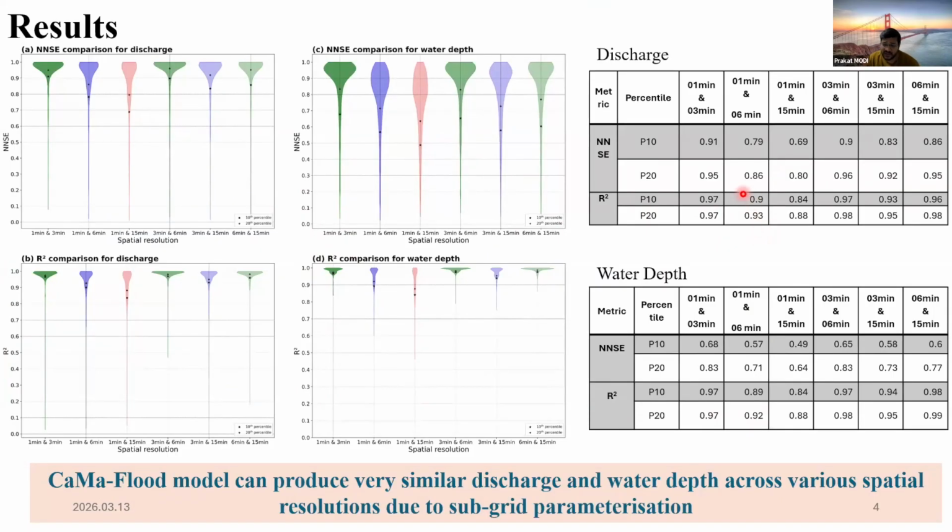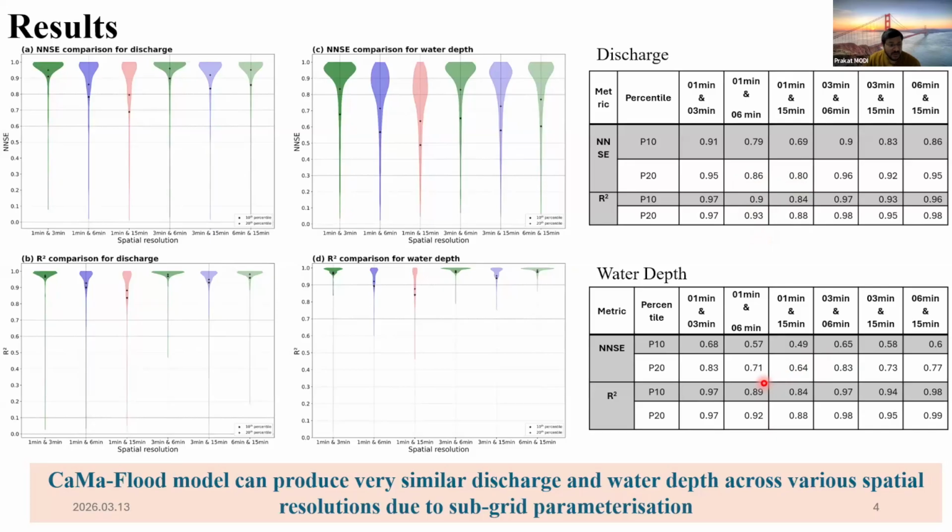Also, for discharge, we found the R square can go to 0.8 for more than 80% of the locations, whereas the river water depth can go to 0.64 here. It shows that river water depth is perhaps more sensitive to local parameters, and small changes can have a larger impact on its performance.